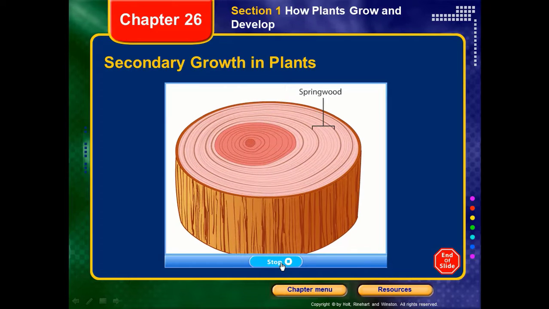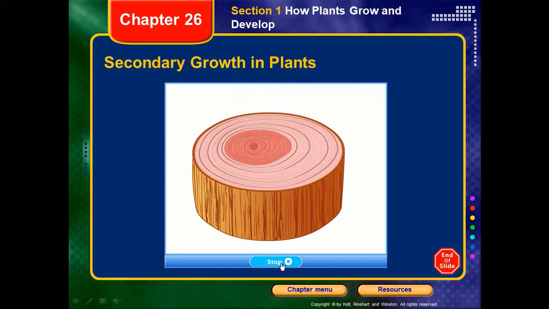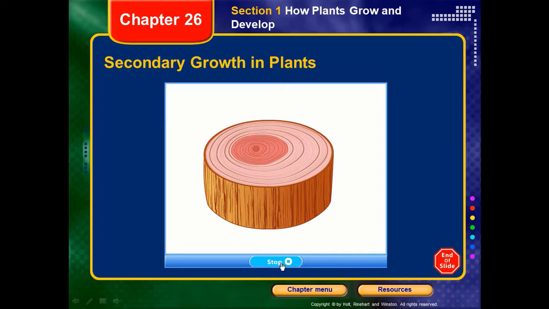In the spring, when water is plentiful, the xylem is made up of wide, thin-walled cells. This wood is called springwood. In the summer, when water is more limited, the xylem is made up of small, thicker-walled cells. This wood is called summerwood. Older portions of xylem eventually stop transporting water. These portions are called heartwood and often become darkened with organic compounds. The lighter, functional xylem is called sapwood.